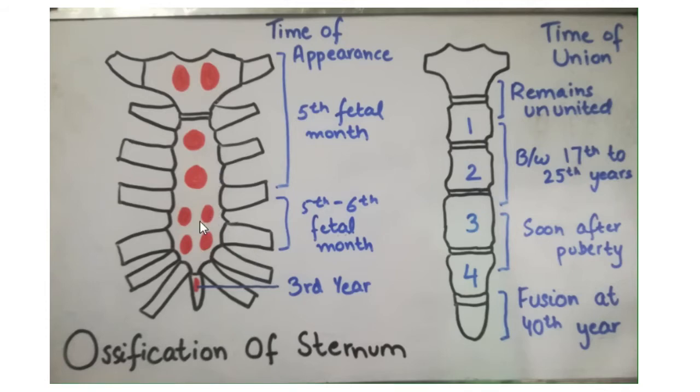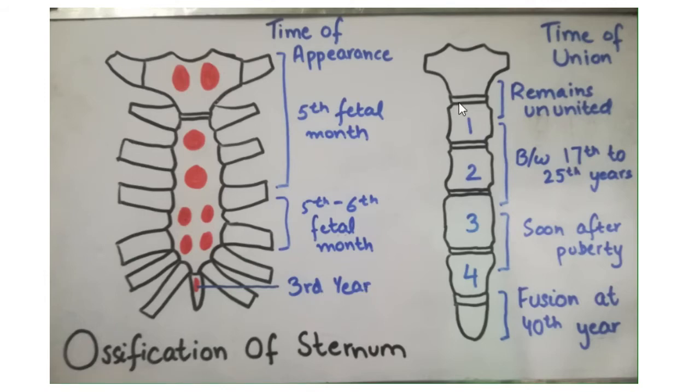Then comes the third and fourth segment. These two segments are ossified from paired ossification centers. As you can see here, they have paired centers which appear in the fifth and sixth intrauterine month. The center for the xiphoid process appears during the third year of life.